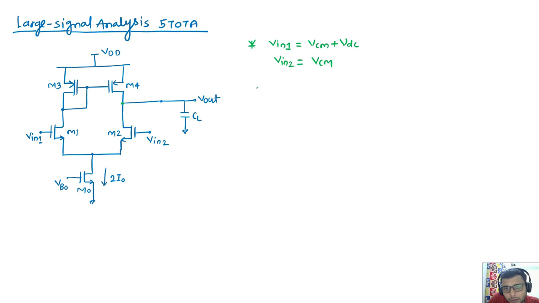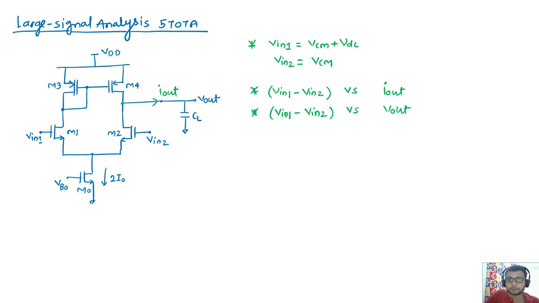So actually, we want to see Vin1 minus Vin2 versus what do you call Iout. That is my output terminal, so it will be an Iout. And Vin1 minus Vin2 versus Vout. So we will see this thing step by step.